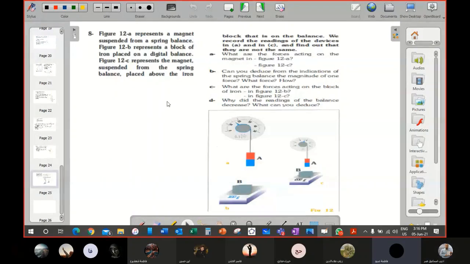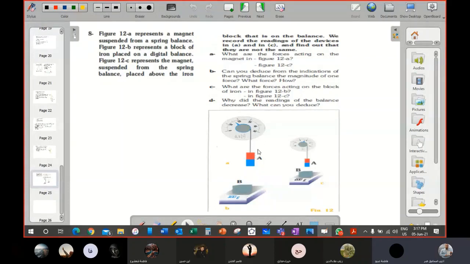Balance. Figure 12b represents a block of iron placed on a digital balance. Figure 12c represents the magnet suspended from the spring balance placed above the iron block that is on the balance. We record the readings of the device in A and in C and find out that they are not the same. What are the forces acting on the magnet in figure 12A and figure 12C?